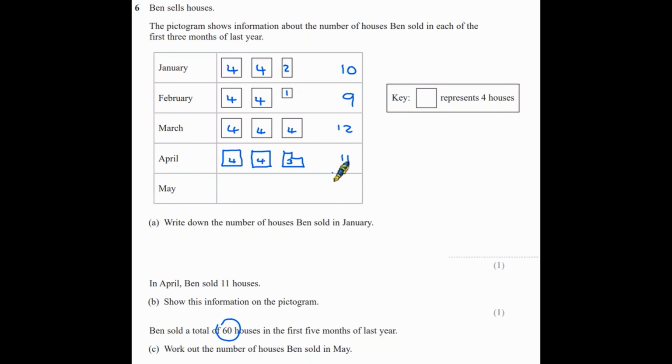Well, let's just add up what he sold in the first 4 months. 9 plus 2 is 11, plus 1 is 12, carry the 1, 1, 2, 3, 4.